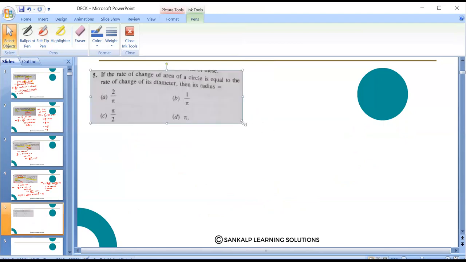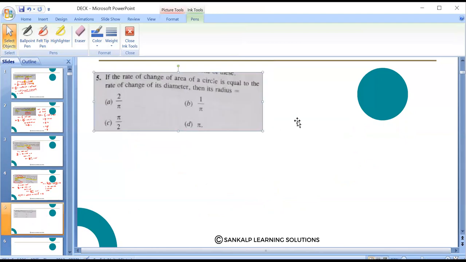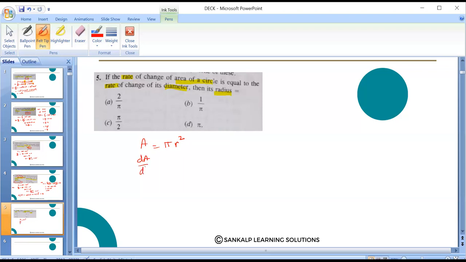This is question number 5. If the rate of change of area of the circle is equal to rate of change of its diameter, then what is the radius? Area of the circle is pi r square. Rate of change of area: pi is a constant, derivative of r square is 2r, but you have to write dr by dt.